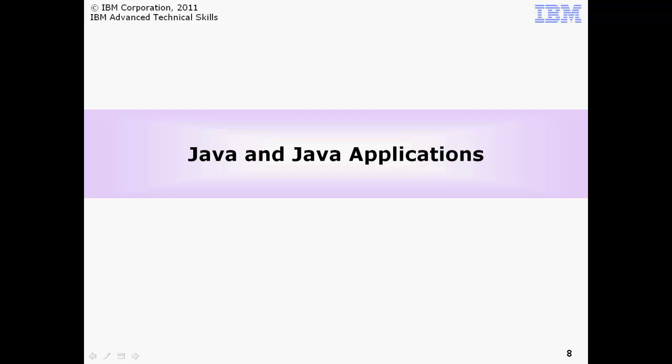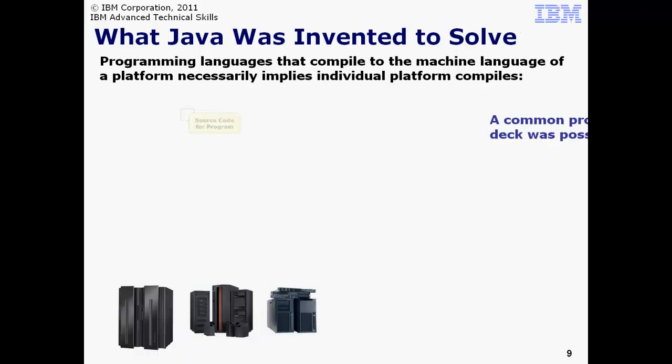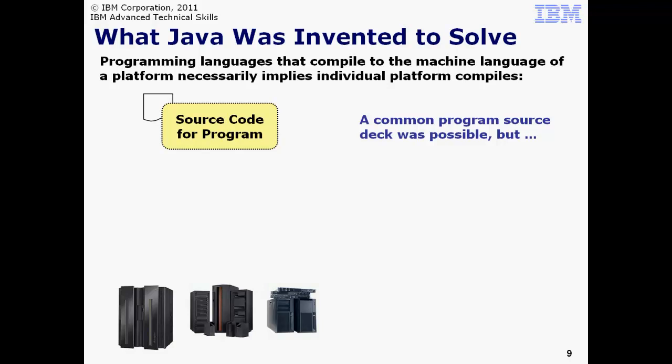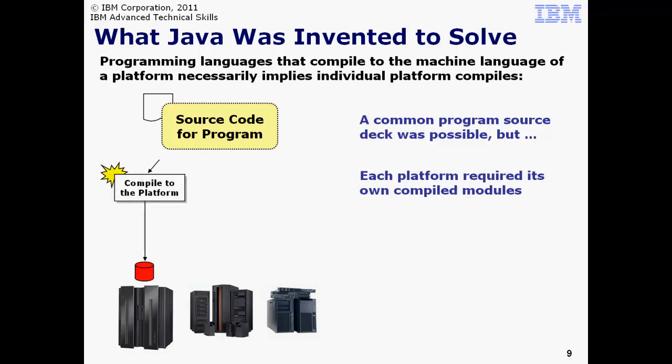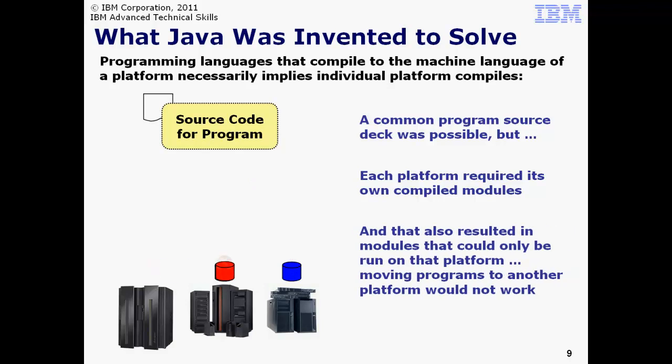Now let's turn our attention to the topic of Java and Java applications. Before Java, most programming languages required a compiler that was platform aware. What was compiled was very efficient because it was compiled with specific platform instructions the compiler knew about. It was quite possible to have a common set of source stacks, but each platform required its own set of compiled modules. And that restricted application portability from platform to platform. A module compiled for one platform could not be run on another platform without recompilation.